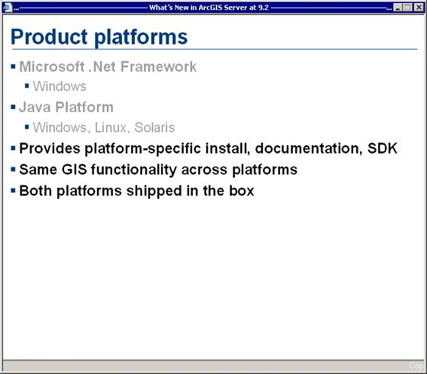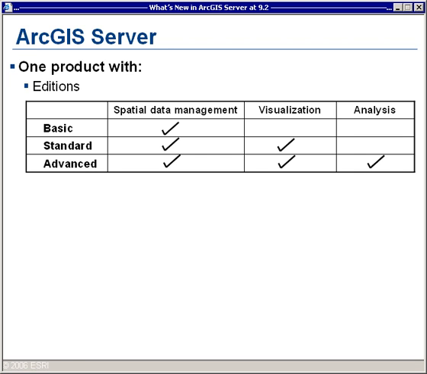The platforms are broken into two to provide users with focused installs that include the software developer kit, your development integration, and documentation. The same GIS functionality is available on both platforms, and both of these platforms are shipped in the box. New at 9.2, ArcGIS Server has now been broken into 3 editions: Basic, Standard, and Enterprise.